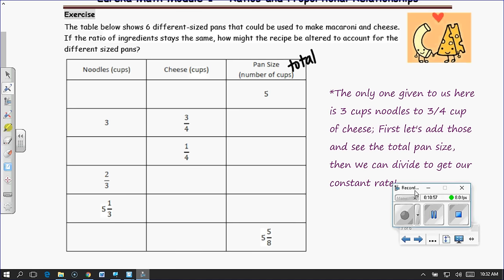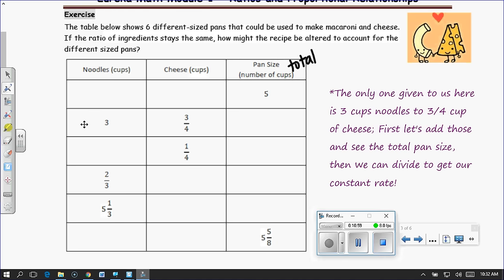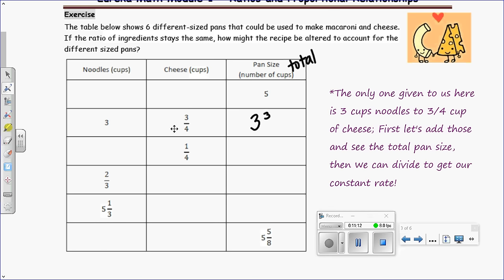So real quick, what we're going to do is we're going to add the noodles and the cheese cups to get the pan size. This is the only example that they give us the cups, the noodles and the cheese. So those are the main 2 ingredients for mac and cheese. So let's go ahead and add those together and put them here for the pan size. So 3 3/4 is the total. Now what we need to do is determine how did we go from the noodles to the cheese, and how do we go from the cheese to the pan size?